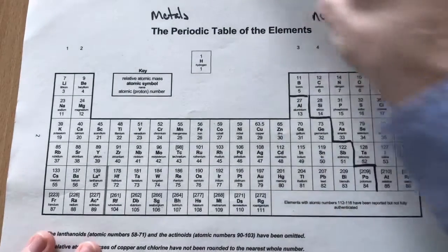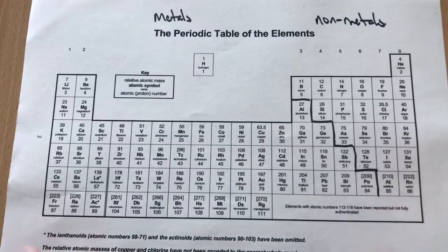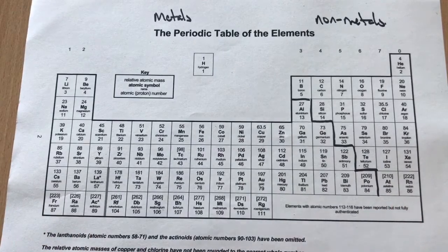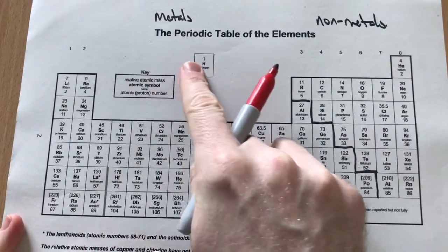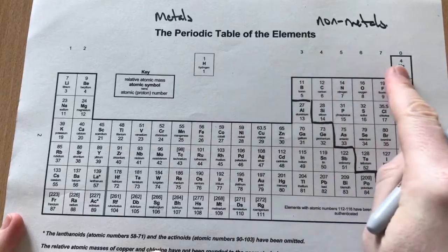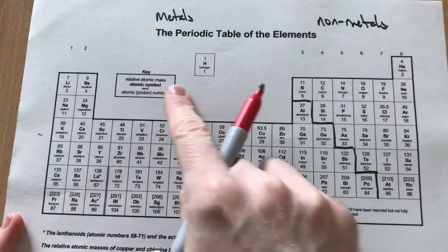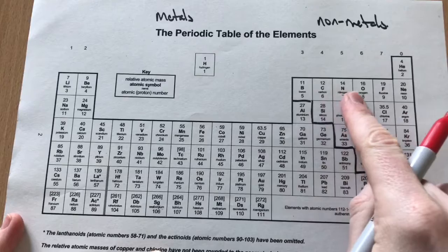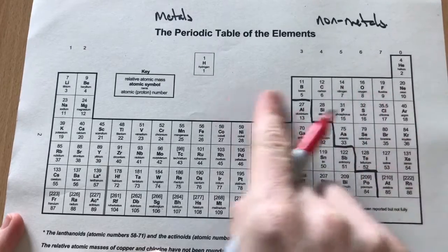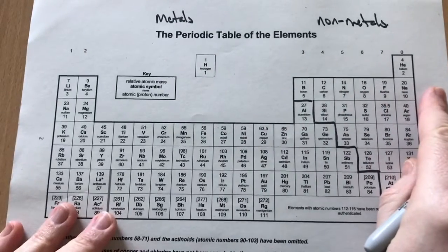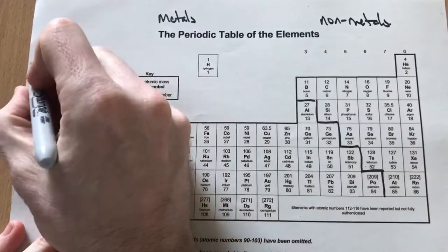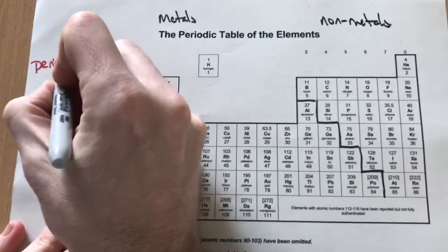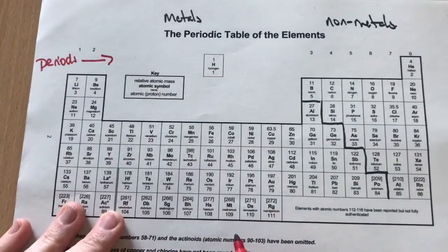Something to be aware of in terms of language when we're moving around the periodic table is that as we go across the periodic table, from hydrogen across to helium, or from lithium all the way across, carbon, nitrogen, oxygen, fluorine and neon, we're moving across what we call the periods. So the periods on the periodic table go across.